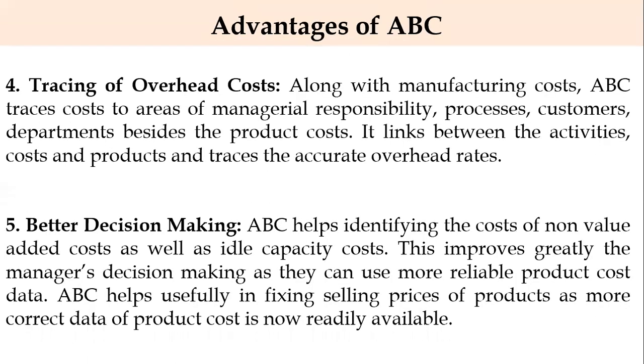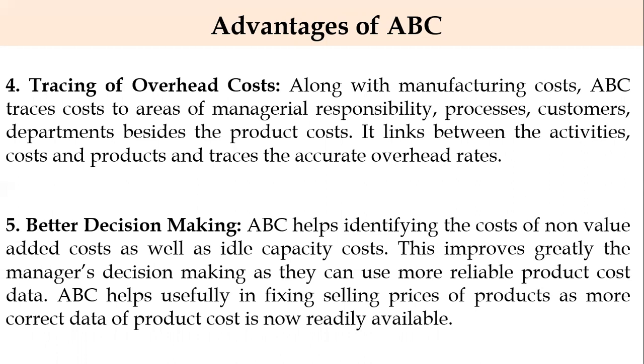And next point is tracing of overhead costs. Along with manufacturing cost, ABC traces cost of areas of managerial responsibility, processes, customers, departments besides the product cost. It links the activities cost and products and traces the accurate overhead rates. So along with product cost, it also focuses on other cost objects in order to trace overhead costs.